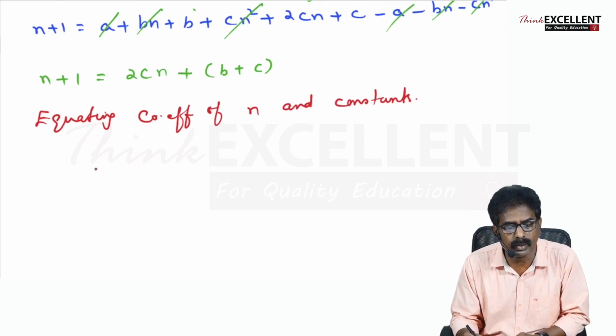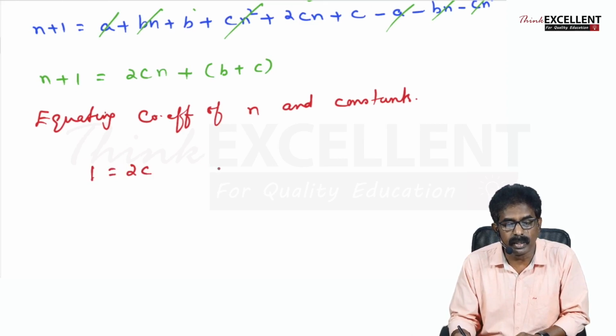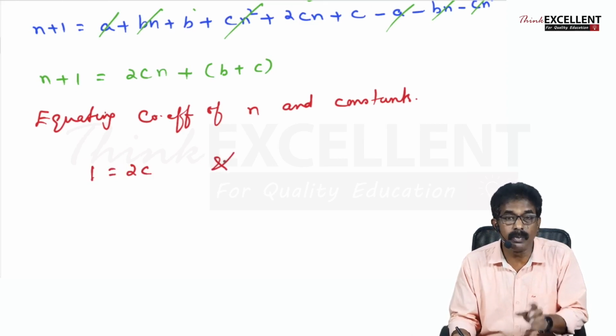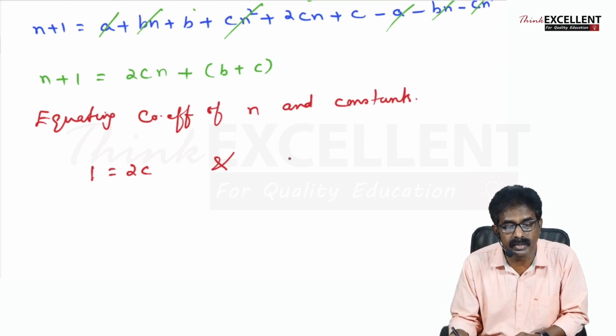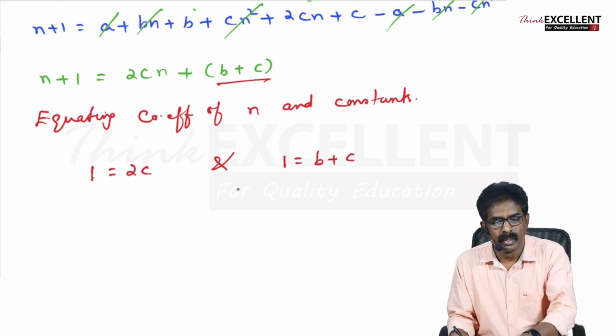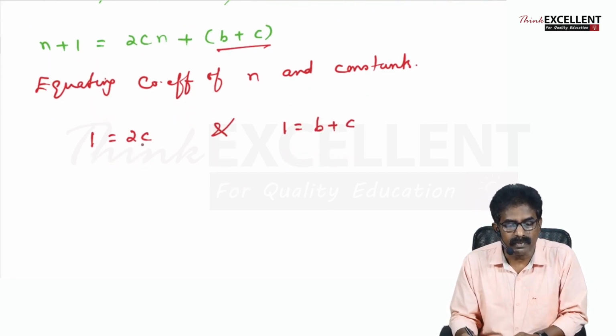So left side n coefficient is 1. Right side n coefficient is 2c, right? This is equating the coefficients of n. Now equate the constants. Left side the constant is 1. Right side the constant is what? b plus c. Now from here, c you can find out 1 by 2, right? C is equal to 1 by 2.